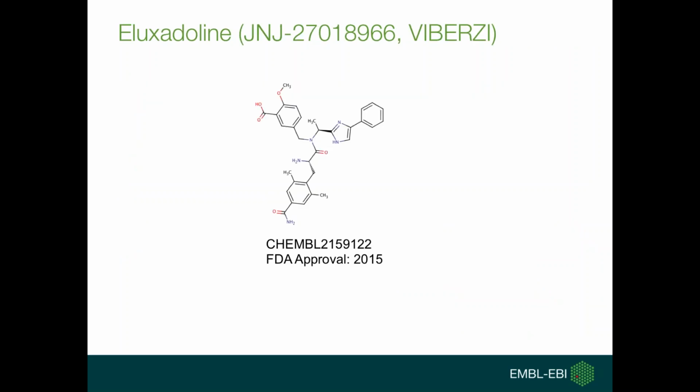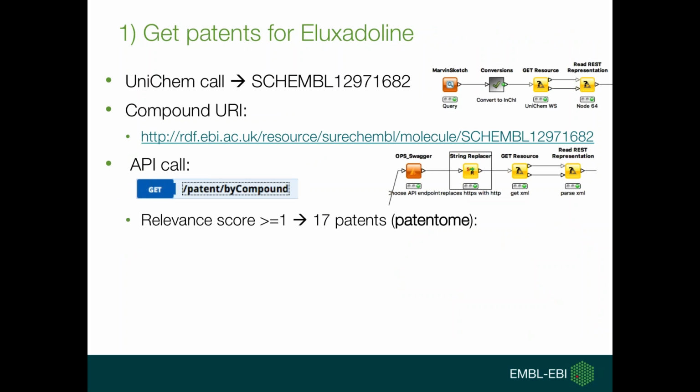So we'll start with a compound, a drug, which was approved in 2005, so very recent. It's called eluxadoline or Viberzi by Johnson & Johnson. Again, I'm using KNIME to do all the work with the API. First of all, I have only the structure, so what I can do is use UniChem. UniChem is a service provided by the EBI.